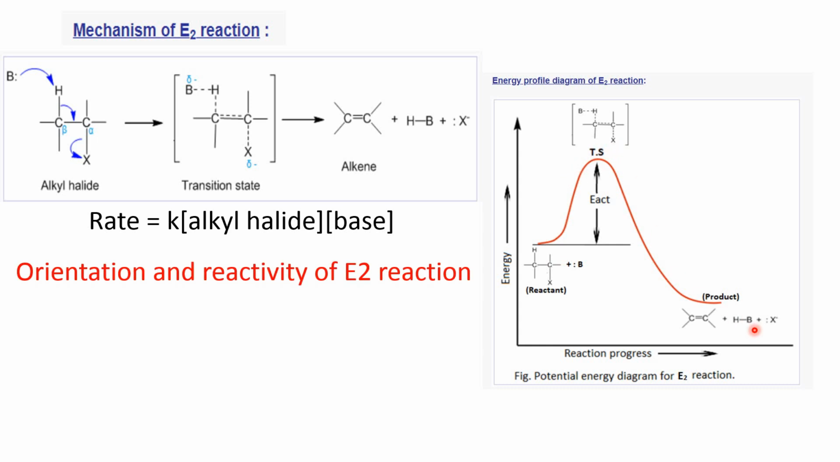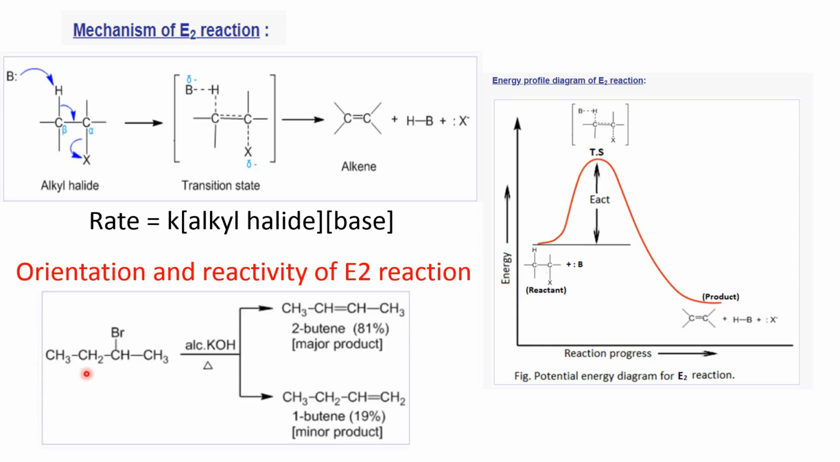And orientation and reactivity of E2 reaction. If there are two beta carbon atoms, that means two beta hydrogen positions, then the major product will be the one where hydrogen is removed from that carbon atom which contains fewer hydrogens. This is the Saytzeff rule. So the major product will be according to the Saytzeff rule. Hydrogen will be removed from this carbon atom because it contains two hydrogens, that is fewer hydrogens compared to this one. So 2-butene is the major product, 81%, and 1-butene, where hydrogen is removed from this other beta carbon atom, is the minor product.